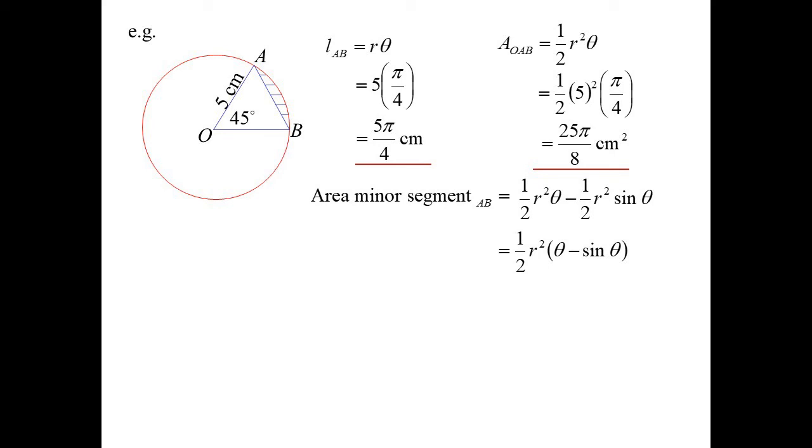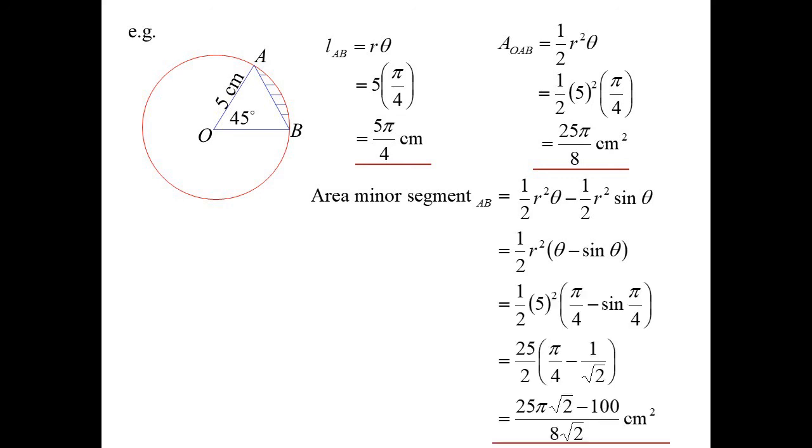Well, in this case, A and B are both the radius. So we get half r squared sine theta, common factor of half r squared, and that leaves us with theta minus sine theta. But again, remember, theta's got to be in radians. Some people like to remember that as a formula. Fair enough. Whereas others just think, well, I'll just construct it every time: sector minus triangle. Whatever your preference is.